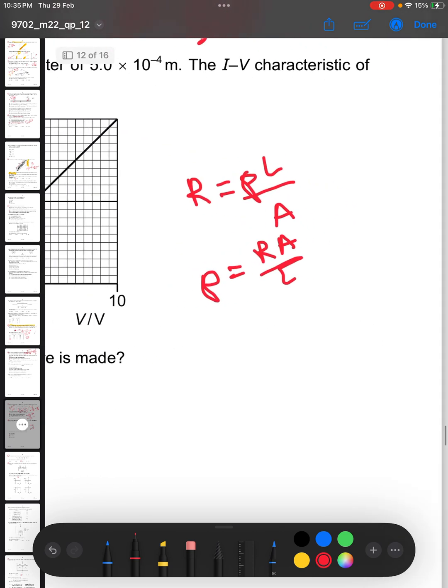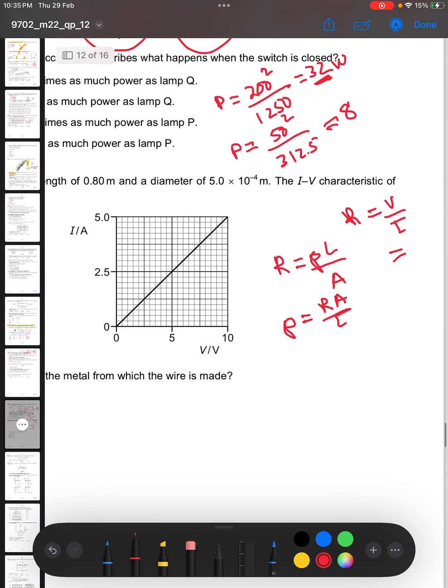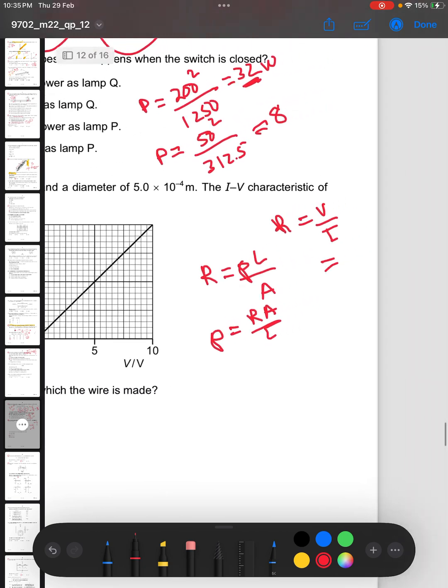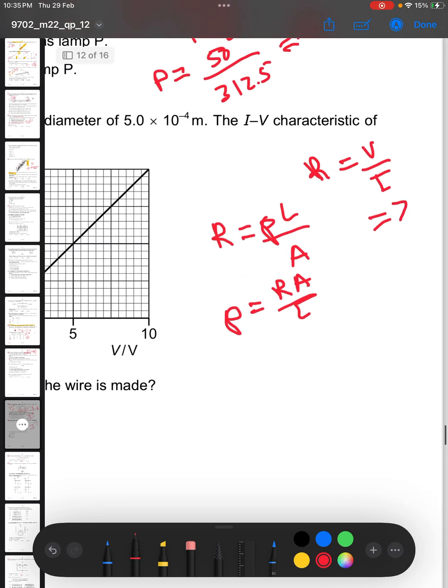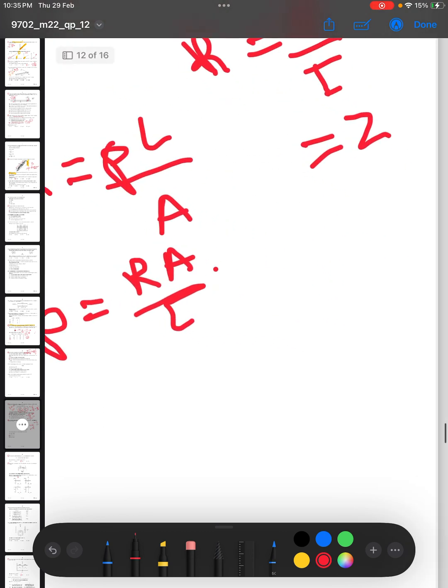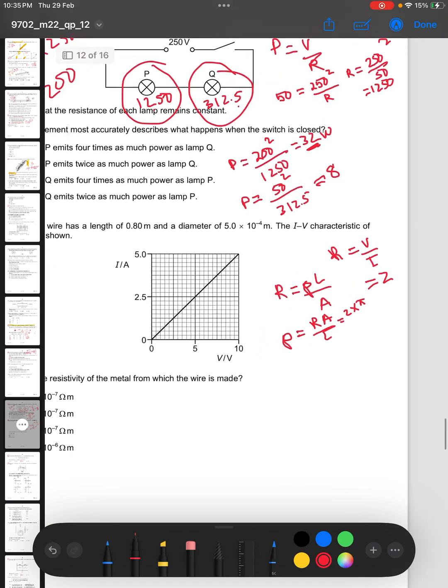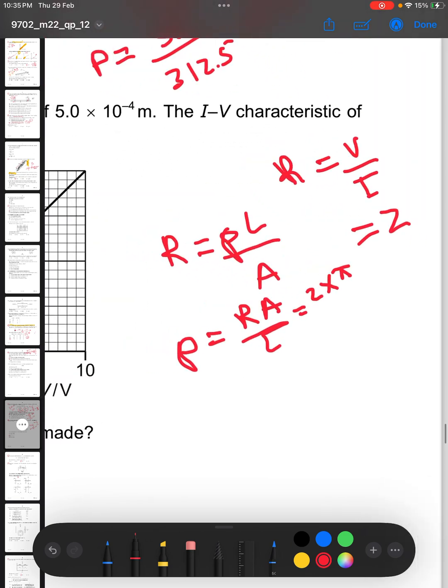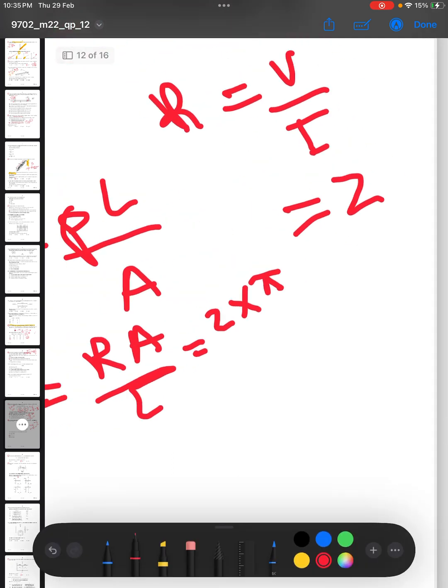So resistance, how do you find it? Resistance is equal to voltage over current. Here we can take a voltage of 5 and a current of 2.5, so the resistance is 2. So we're going to say 2 times the cross-sectional area, which is pi r squared. The diameter is 5 times 10 to the power of minus 4, so the radius will be 2.5. Remember in brackets, the radius 2.5 times 10 to the power of minus 4, squared, over the length.